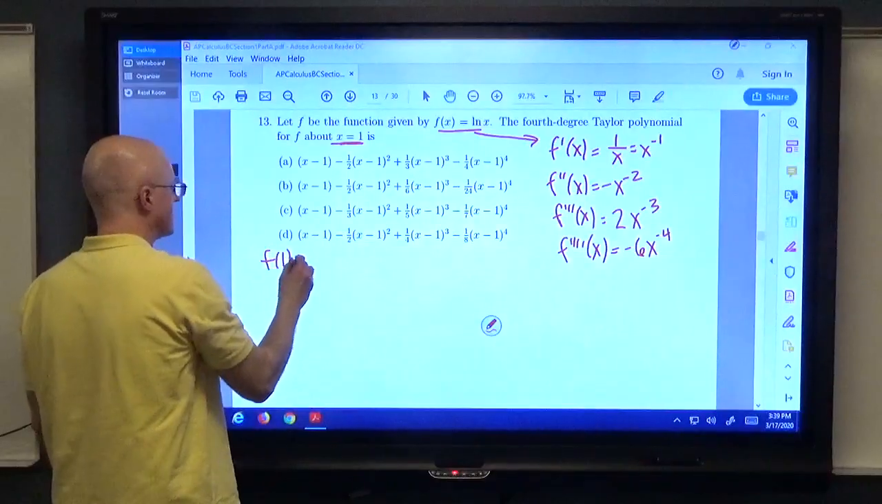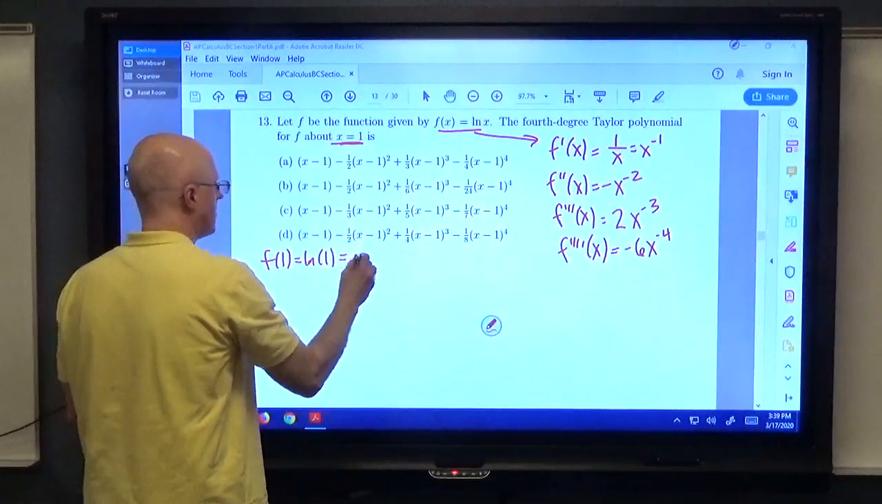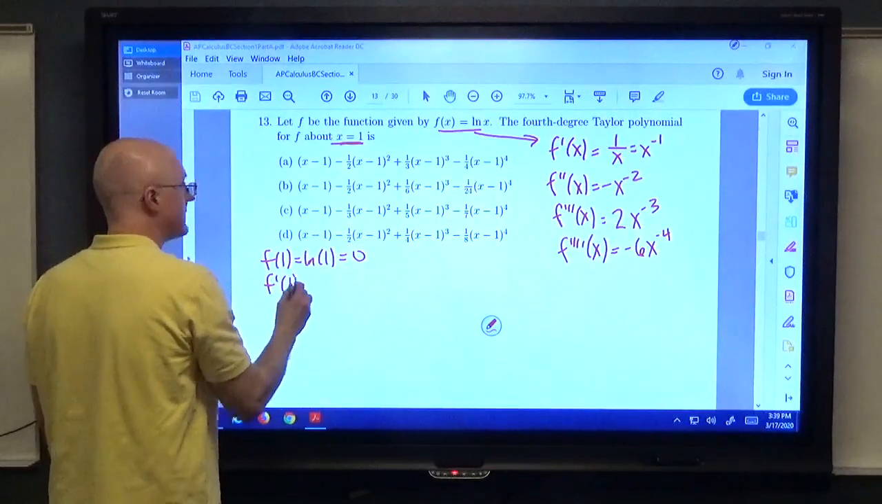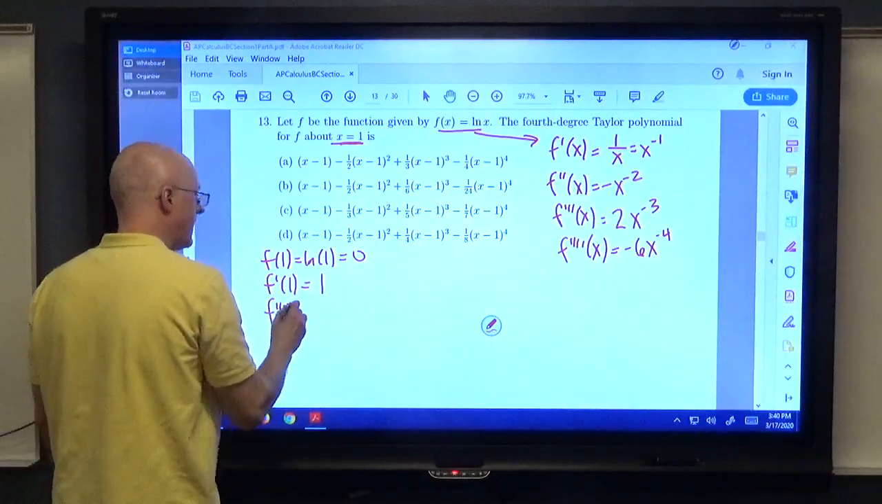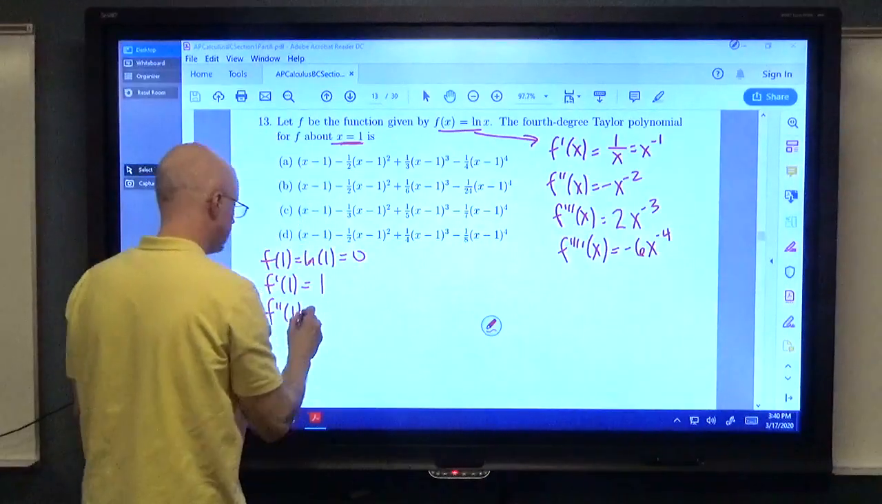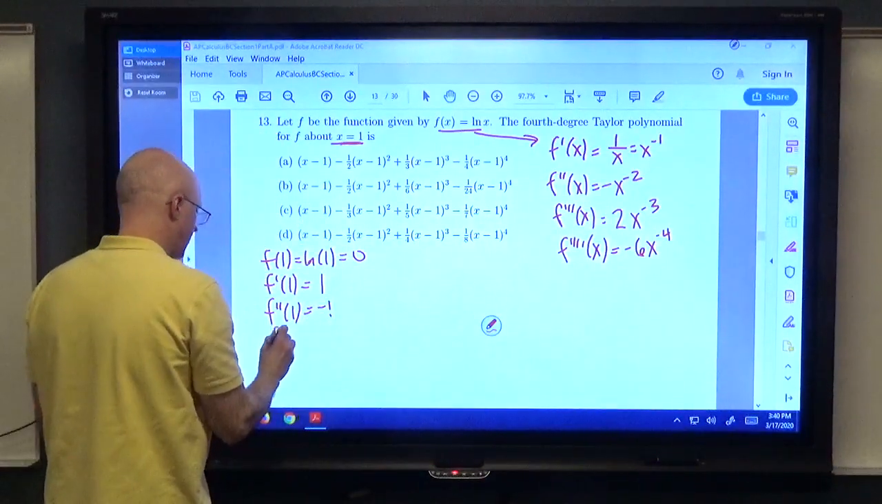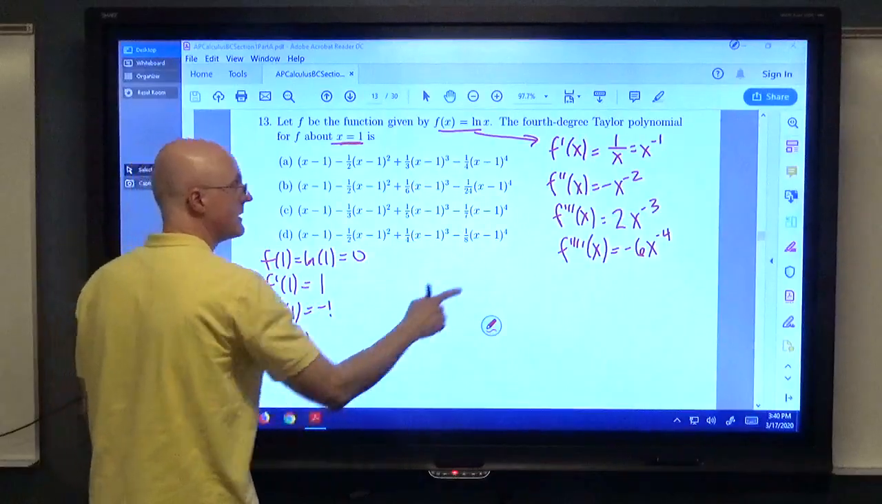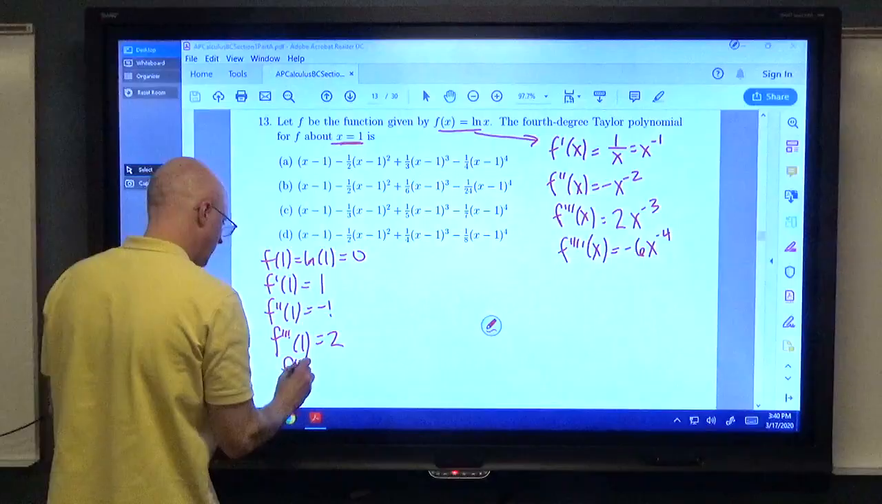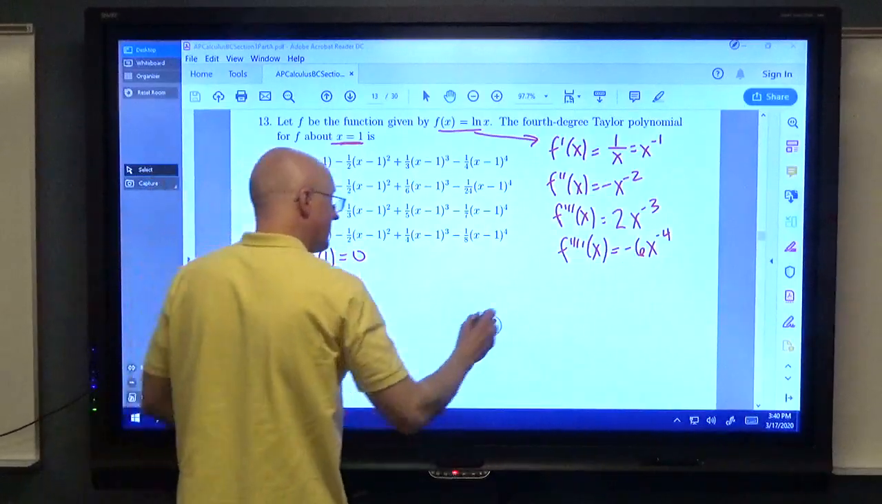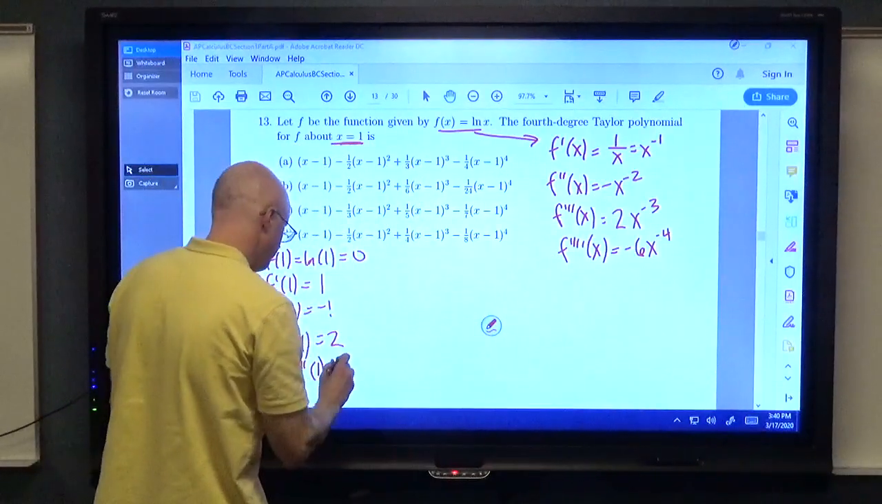f of 1 is natural log of 1, which is 0. f prime of 1 is 1 over 1, which is 1. f double prime of 1, plug in 1 here, you get -1. f triple prime of 1, plug in 1 here, you get 2. And f quadruple prime of 1, you plug in 1 right there, you get -6.